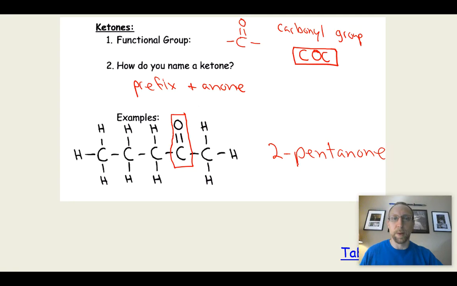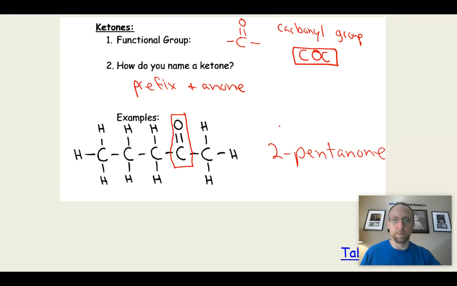So on the second carbon, we have our double bonded O, and ketones end in anone. It's a 5 carbon chain, so pent, and that's it. So it's 2-pentanone. And notice, right, we don't have an H down here because this is already giving us 4 bonds. 1, 2, 3, 4.